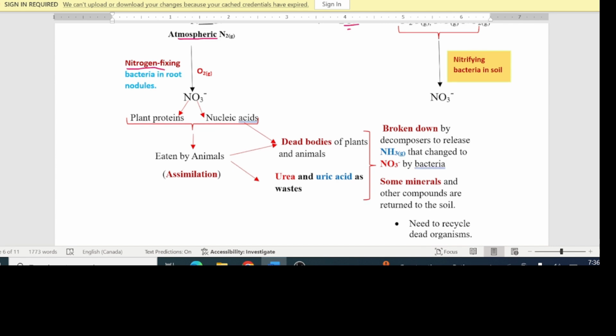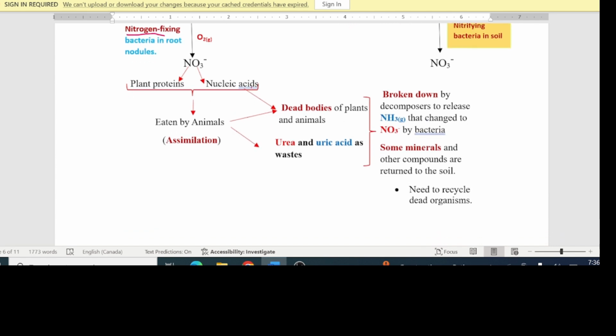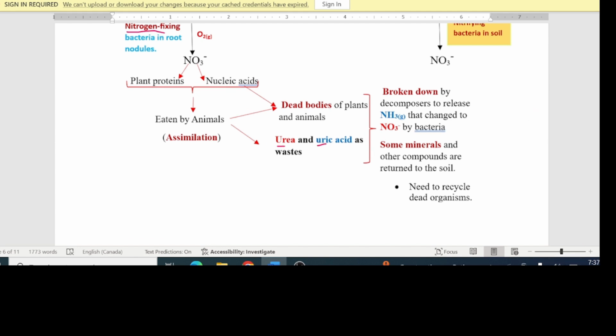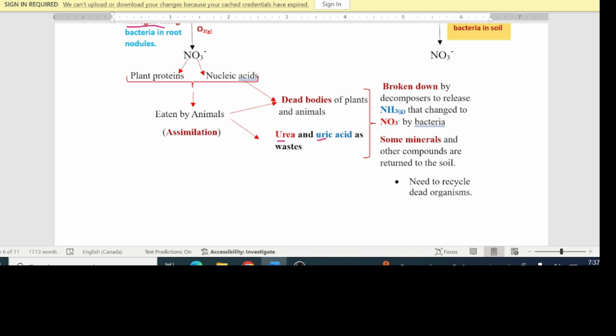Of course, herbivorous animals will eat plants and they will assimilate plant proteins and plant nucleic acid into their proteins and nucleic acid. And the same thing, of course, will happen when carnivorous animals eat the herbivores. Eventually, plants and animals will die and their bodies will enter the soil. The main nitrogenous excretory products of animals are urea and uric acid. In the soil, the dead bodies of these organisms are degraded by decomposers.